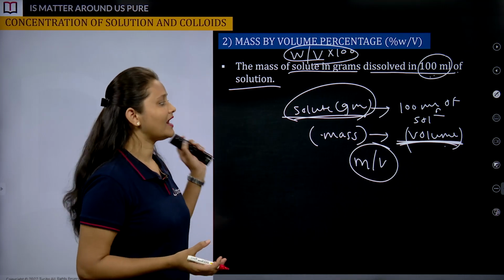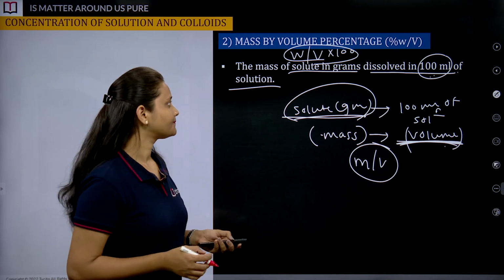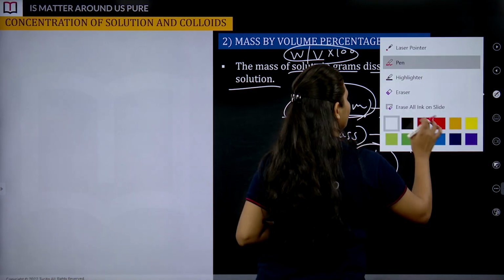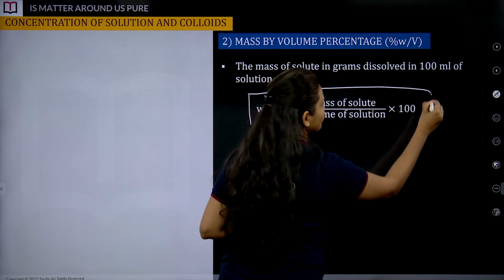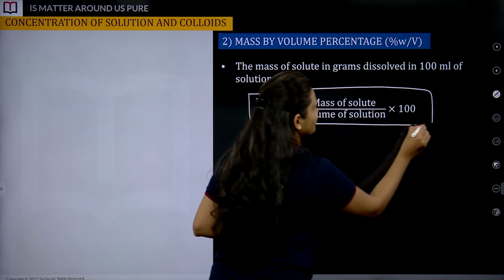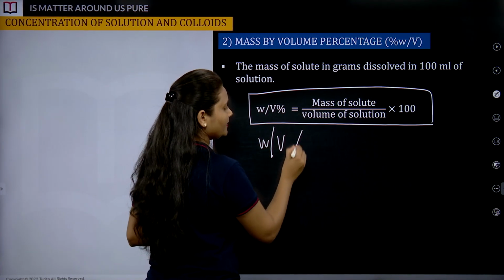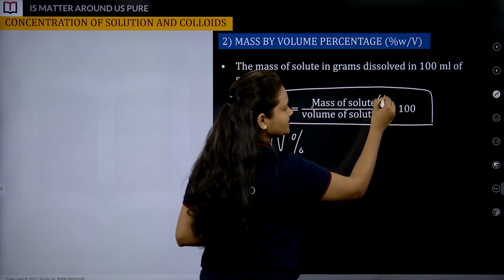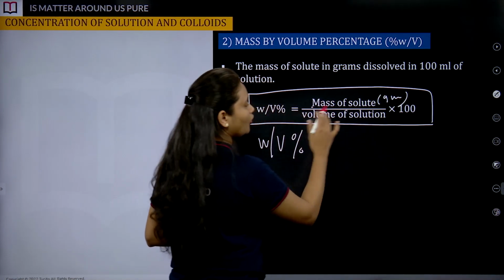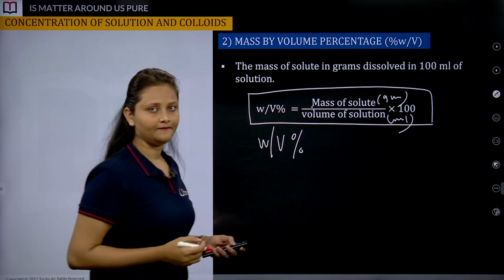But firstly, try to get the definition or the term very clearly. So here is the formula, students, quickly make a note of this. It is very simple. It's like mass by volume percentage. Okay, so mass of the solute, of course it's in gram, volume of solution it's in ml, into 100.